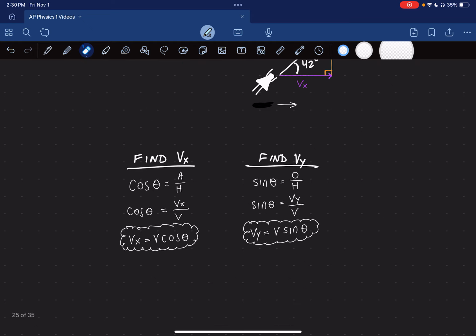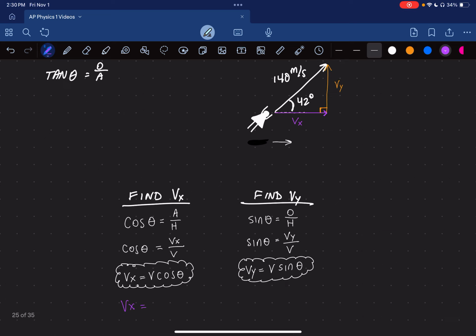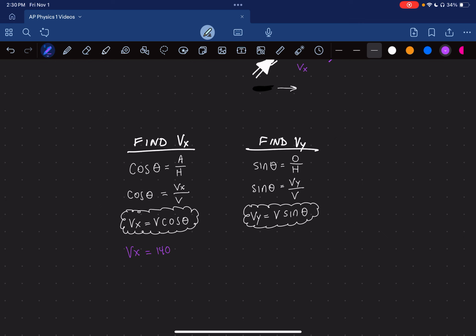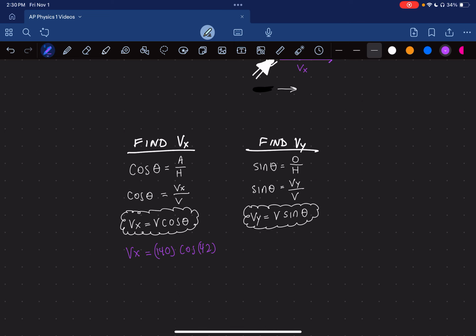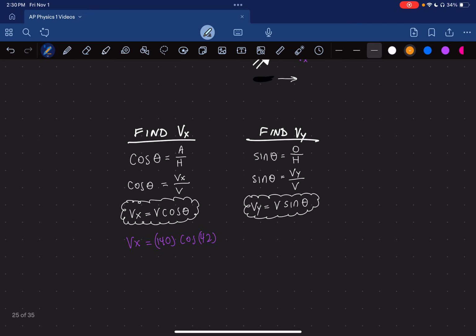Cool. Well, let's solve it now. So Vx is equal to V, that's 140, times the cosine of the angle 42. I'm just going to write these out first, and I'm going to put them in the calculator at the same time here.